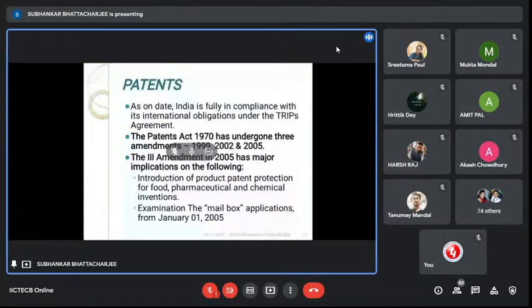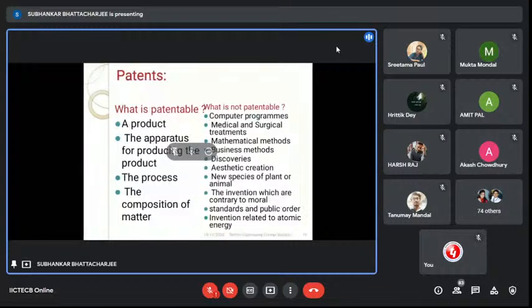Next, the patent right. What is patentable, or what is not patentable? What is patentable: a product, the apparatus for producing the product, the process, the composition of matter. These are patentable. But what is not patentable? Computer programming, medical and surgical treatment, discoveries, aesthetics, artistic works. We cannot patent that, right?